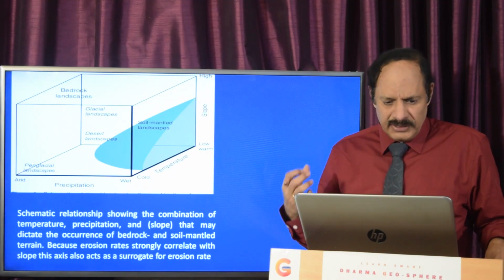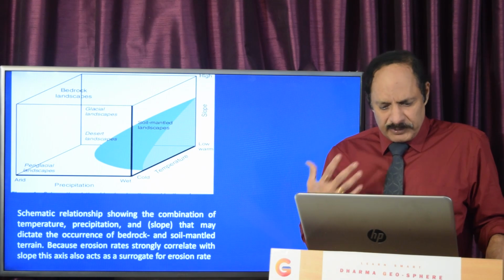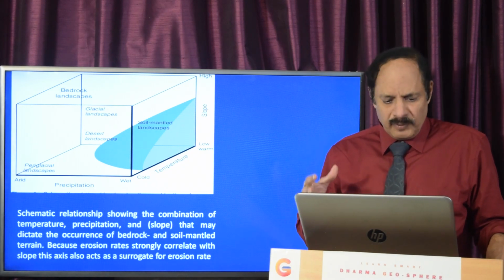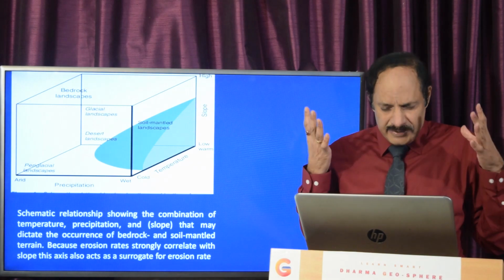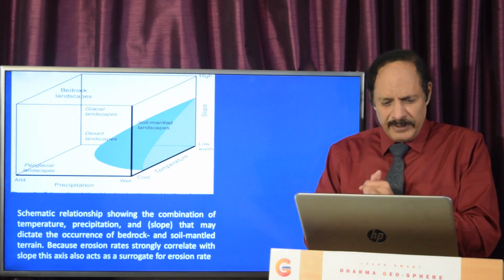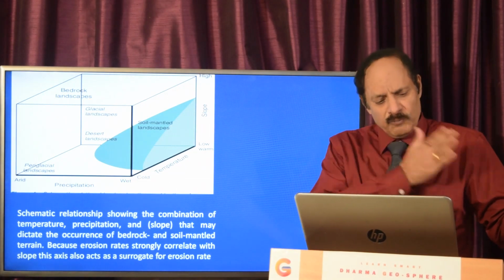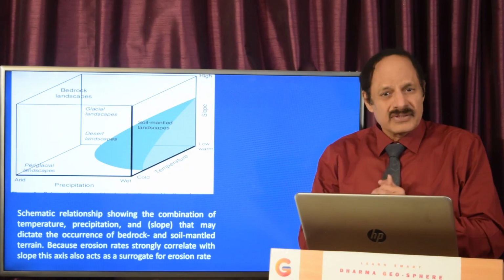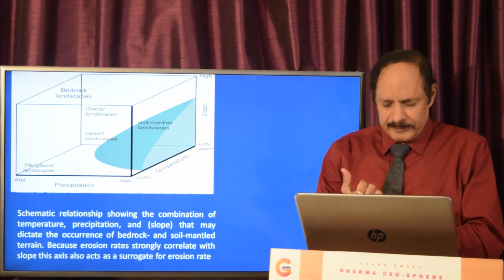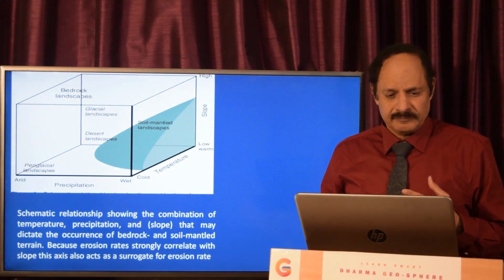So if you see schematically, you can show the combination of how temperature, precipitation and slope dictate the occurrence of a bedrock and soil mantle terrain. It's a three-dimensional picture. You can draw temperature on one side, precipitation on one side, move it from arid to wet and wet to cool and warm. Then it looks a little more beautiful and more captivating, instead of simply going on writing.